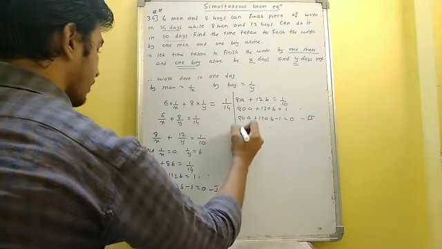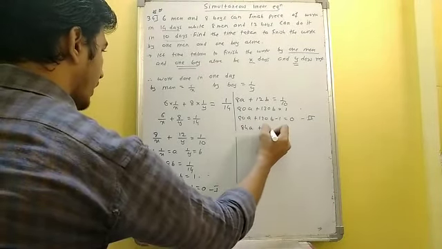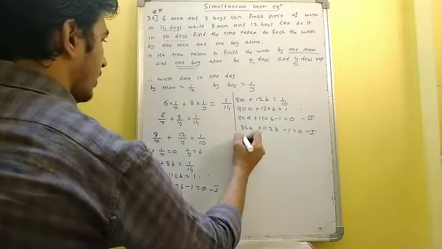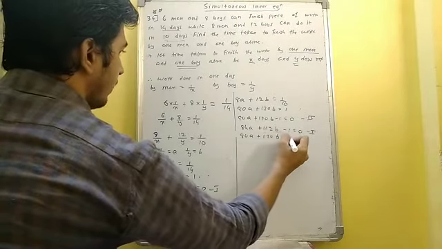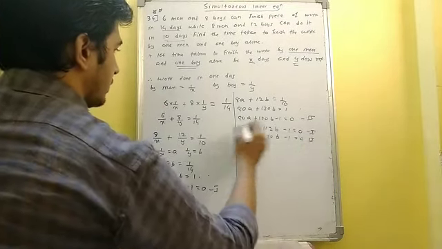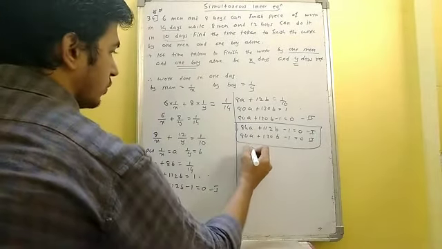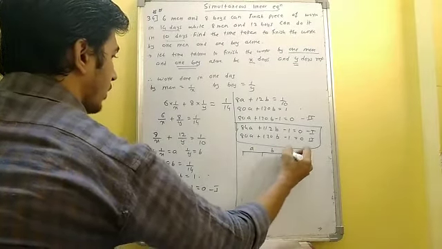That is 84a plus 112b minus 1 is equal to 0, equation number 1, and 80a plus 120b minus 1 is equal to 0, equation number 2. These are my two equations. Okay, so for a, for b, and for constant.